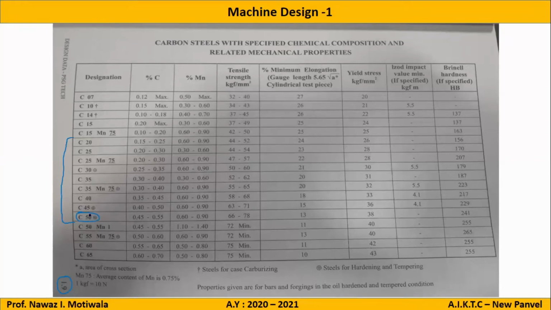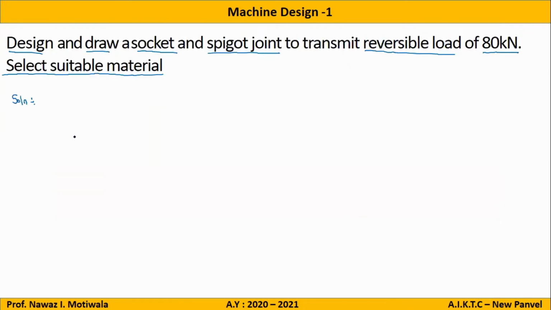Now as I have selected C50 as the material, coming in this line, you can see the yield stress in kgf per mm square is given to us as 38. So this is the value which we want. So PSG 1.9, selecting C50 as the material with a yield stress of 38 kgf per mm square. So again I will go back to the previous slide and write: selecting C50 as material. These steps all carry marks.